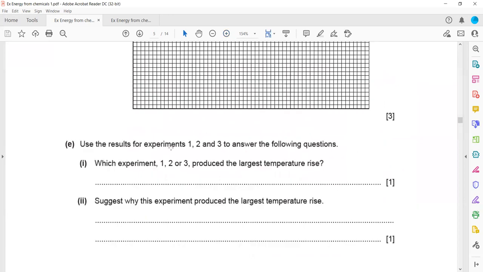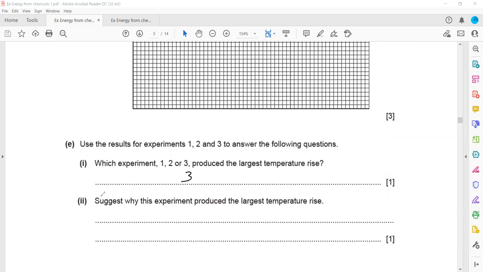Next question, which experiment, 1, 2, or 3, produced the largest temperature rise? Largest change in temperature. Experiment 1, 2, or 3. So experiment 3, that's right.